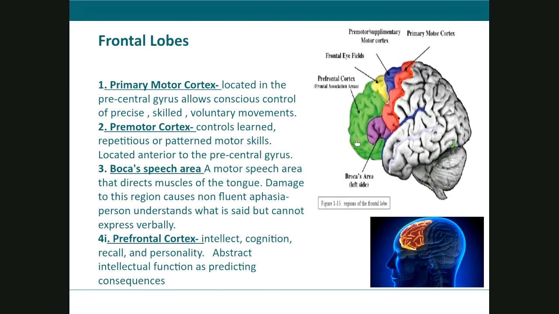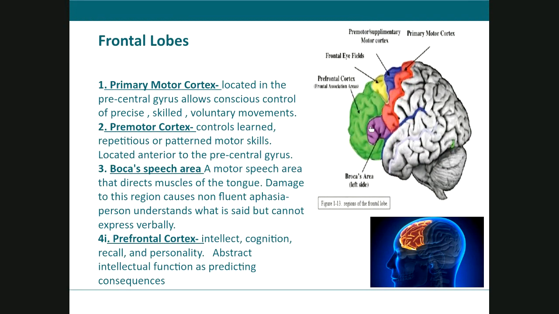So what happens if we damage Broca's area? You know what to say, and this condition is called non-fluent aphasia. You know what to say, but you cannot pronounce the words. So for example, if you want to say, I want to go home, it would just sound like broken sounds versus words.